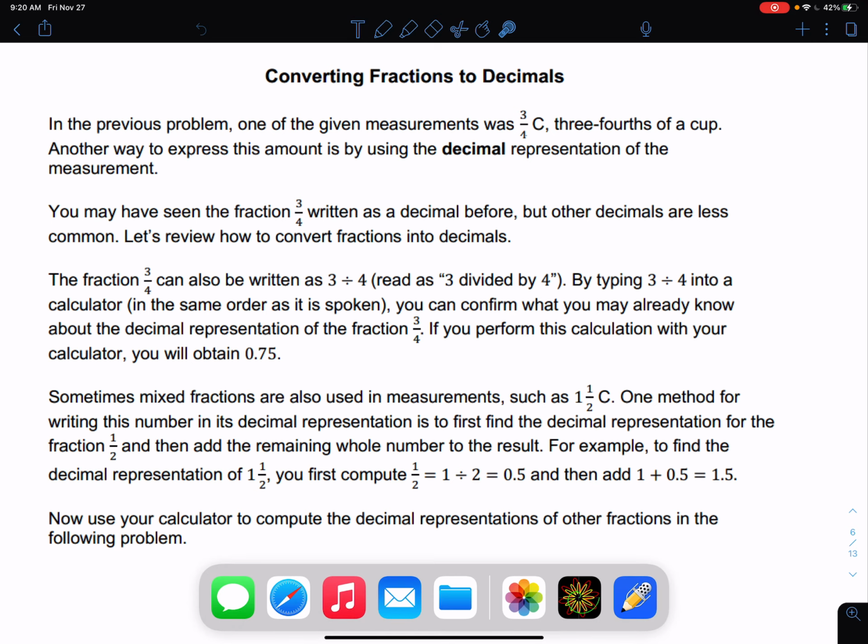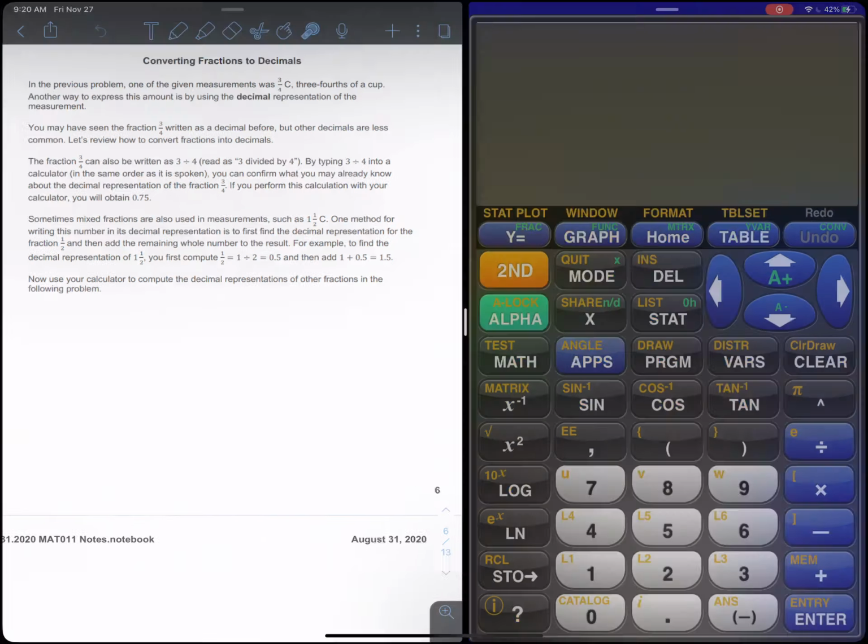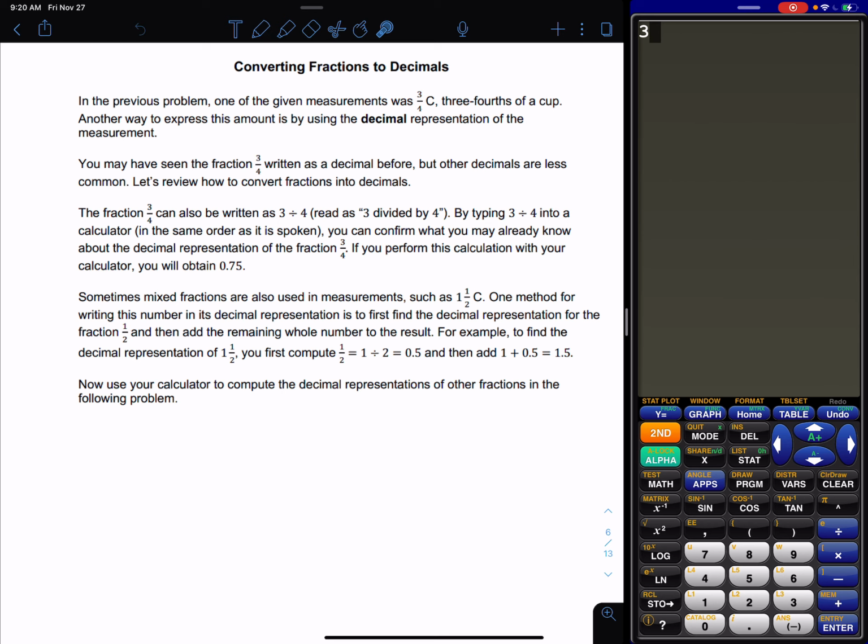So if we look at a calculator, by typing 3 divided by 4 into a calculator in the same order that it's spoken, the numerator, the number up top, divided by the denominator, the number in the bottom, we can get the decimal representation of that fraction. And you can see we get 0.75. Notice when they wrote it, they have the 0 in front of the decimal point. Our calculators won't put the 0 in front, but we know if there's no other number in front of that decimal point, there's really a 0 there.